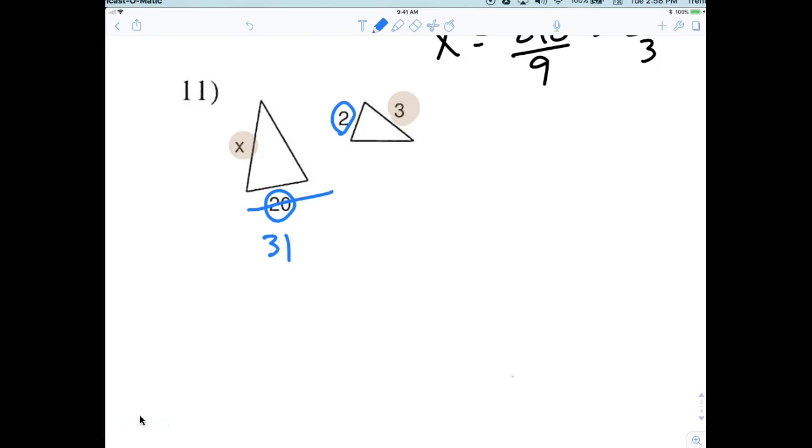Aiden, did you set it up for me real quick? Tell me how you set it up though. You do 31 over 2. 31 over 2 is equal to 3 over x. Oh, come on, man. Why x over 3? Because you did the big triangle to the small triangle. You got to stay consistent on that. You hear me? So what would it be? 31 over 2 is equal to what? X over 3. Beautiful.